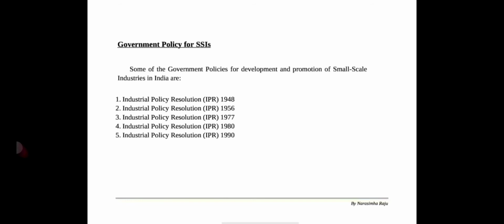Coming to the government policies for SSIs, some of the government policies for development and promotion of small-scale industries of India are Industrial Policy Resolution 1948, Industrial Policy Resolution 1956, Industrial Policy Resolution 1977, Industrial Policy Resolution 1980, and Industrial Policy Resolution 1990.